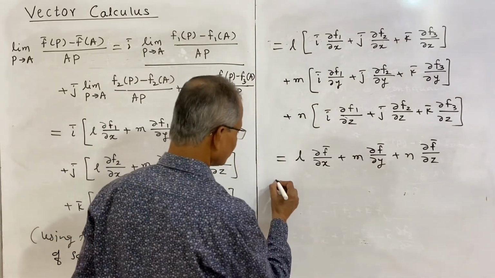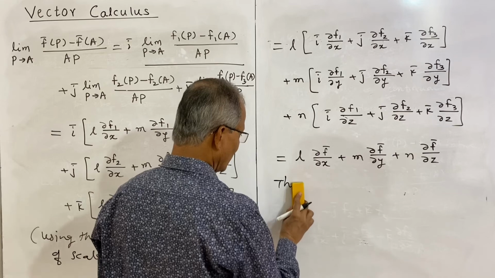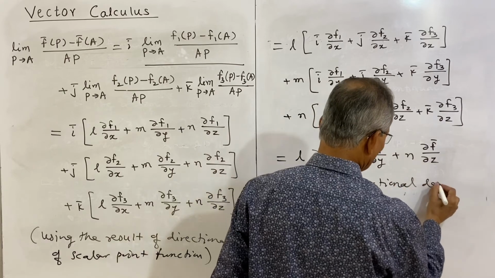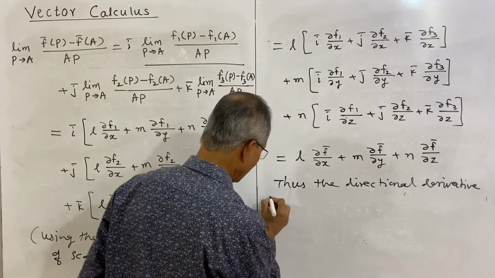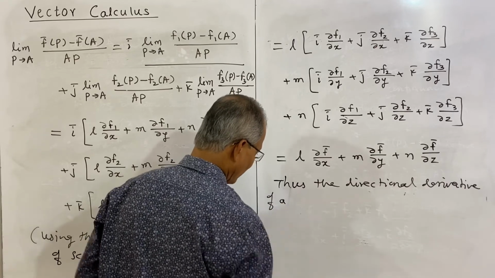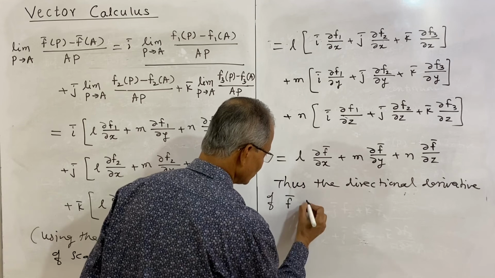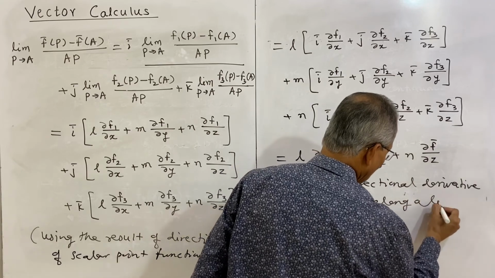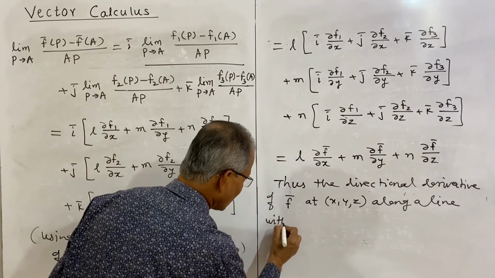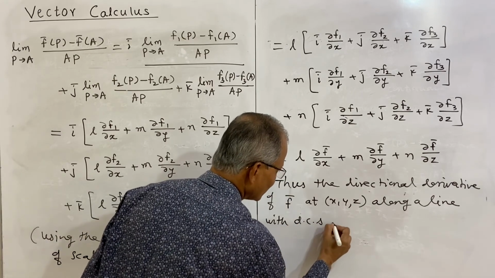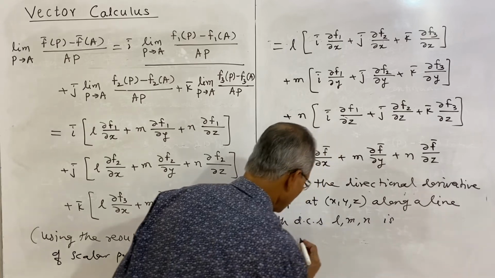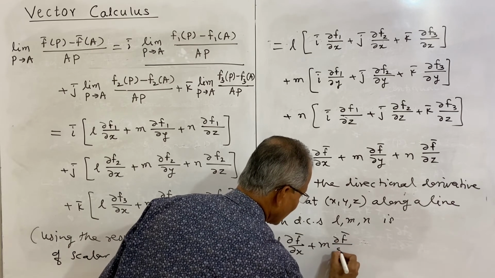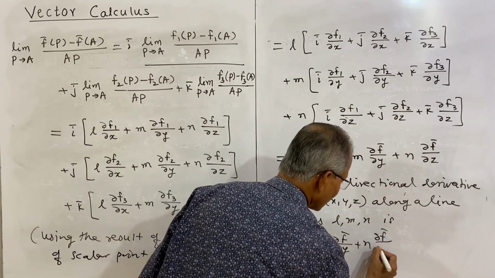Or we can rewrite the result thus: the directional derivative of f bar, a vector point function, at A (x, y, z) along a line with direction cosines, I am writing in short, direction cosines l, m, n, is l ∂f̄/∂x plus m ∂f̄/∂y and plus n ∂f̄/∂z.